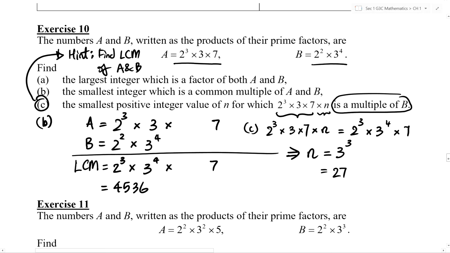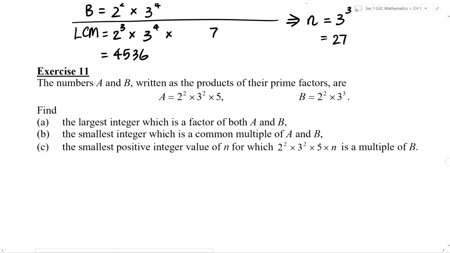Alright, next one, question 11. Exercise number 11. Can you try part A by yourself first?